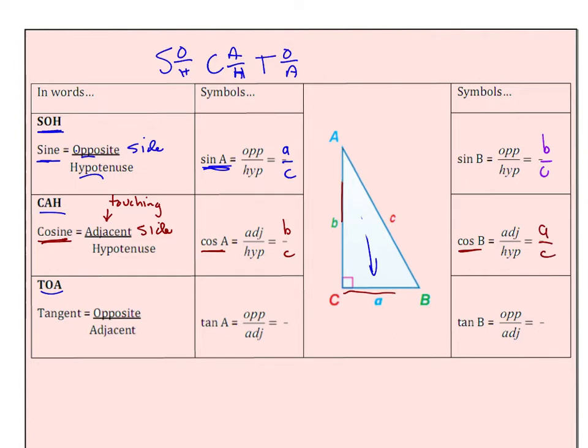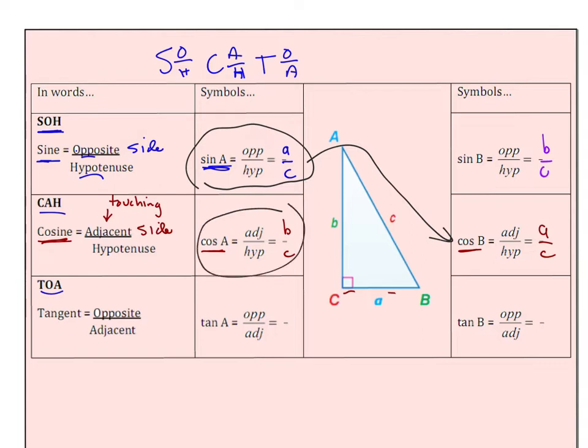Now, some of you may have noticed that the sine here is equal to the cosine here, that relationship. And that's not a coincidence. That ends up happening. Cosine of A and sine of B match up. That's not a coincidence, because from one angle it's an opposite side, but from the other angle, it's the adjacent side.